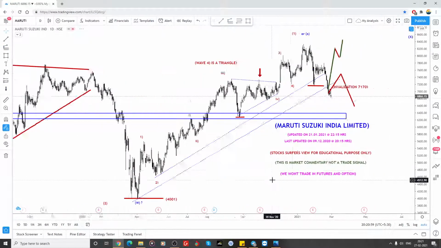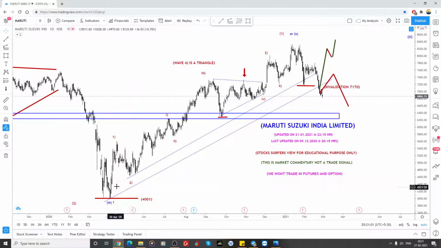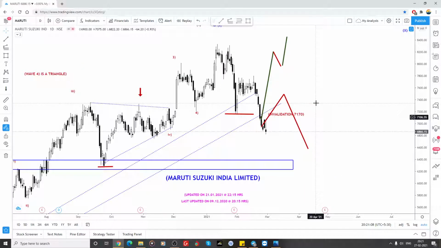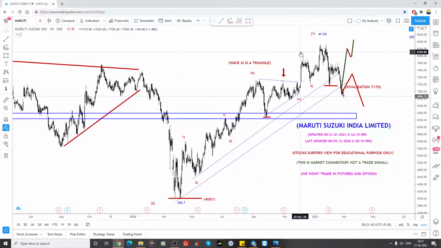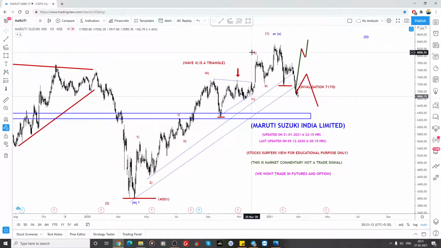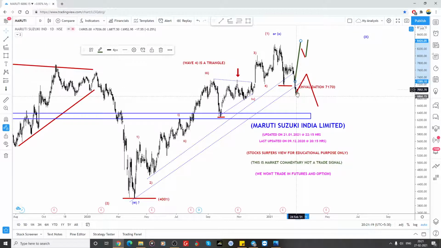See in Maruti, if this is a 1, 2 and this is 1, 2, 3, 4 and 5. So previously what I said here is I took this as a 3, and this could be an ABC, as an ABC is a B, and ABC is a C. So from here, and in my Telegram channel also, this is the invalidation level. If it breaks the low, then that fourth wave got invalid.